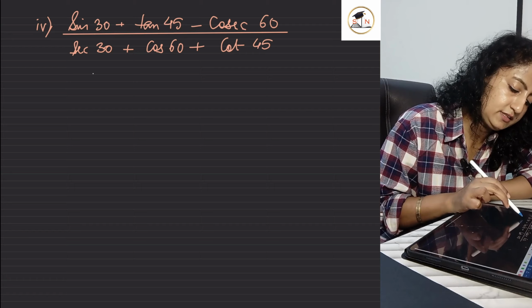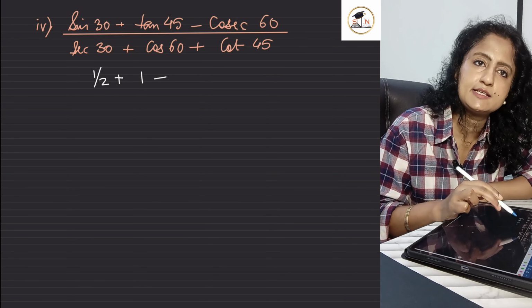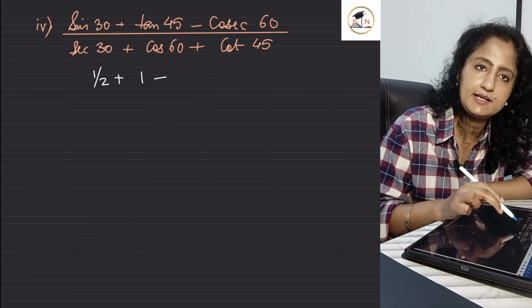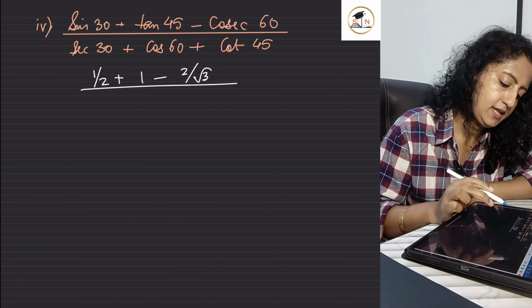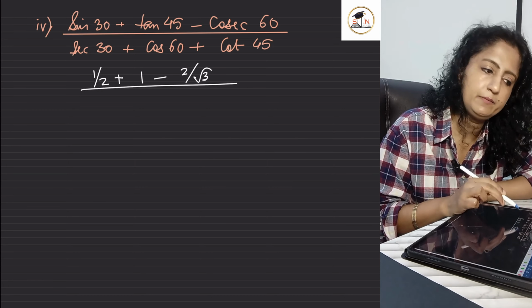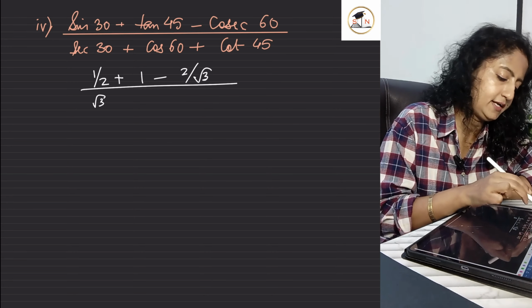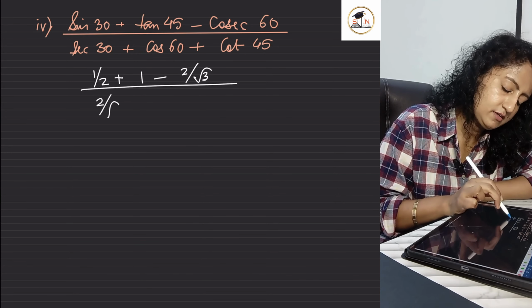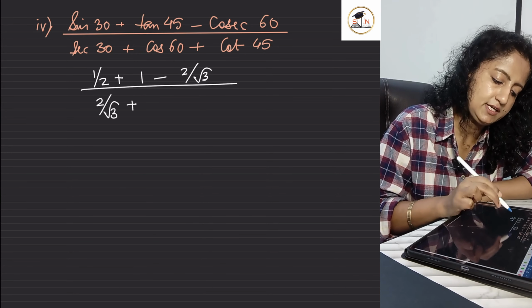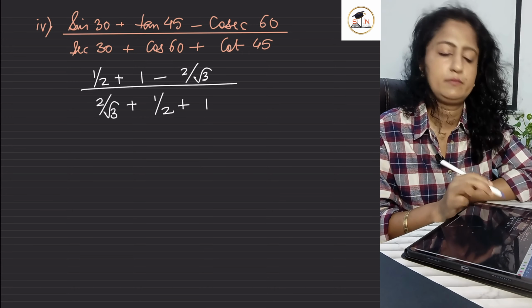Sin 30. Sin 30 is half. Tan 45. 1. Cosec 60. Cosec 60 means sin 60 ka reciprocal. It is 2 by √3. Okay. And then what we have? Sec 30. Sec 30 kya hota hai? That is √3/2. Oh, sorry. It is 2 by √3. Cos 60. Cos 60 is half. Cot 45 is 1. Right?